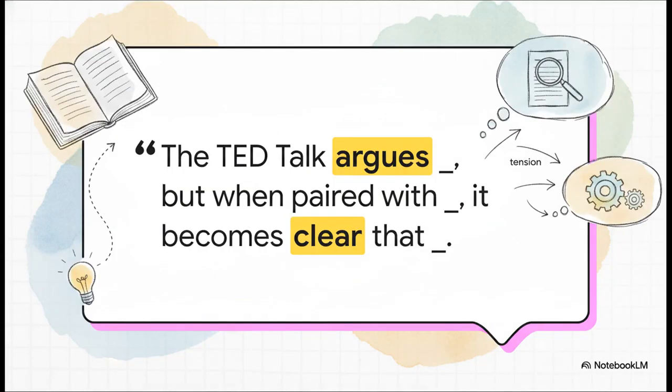Or if your architecture relies on tension, this alternative template works beautifully. The TED Talk argues blank, but when paired with blank, it becomes clear that blank. Whichever template you end up choosing, just make absolutely sure you're making a specific claim about what the connection between these two sources reveals to the reader.